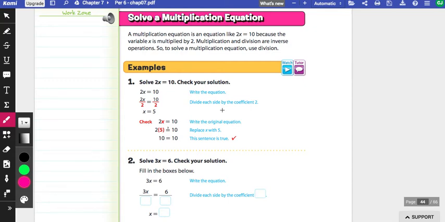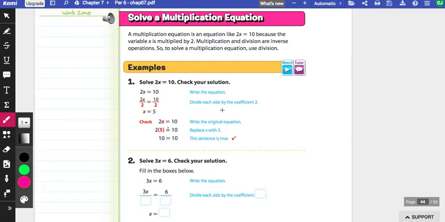Hello again. We are back together now to continue our journey of solving one-step equations. So far, we have learned how to solve one-step addition equations, one-step subtraction equations, and now we're moving on to one-step multiplication equations. Just a quick review, as we've gone over for the last couple of days, we need to use inverse operations to solve these equations.